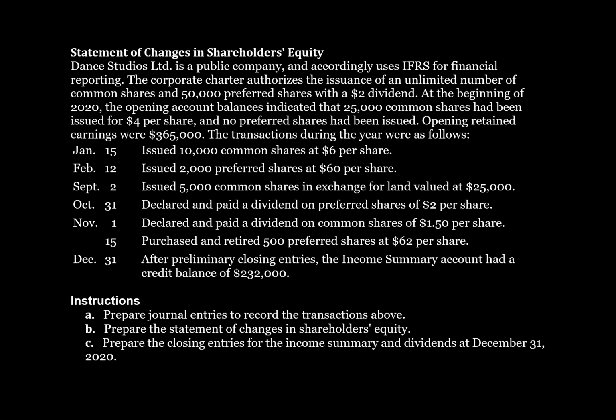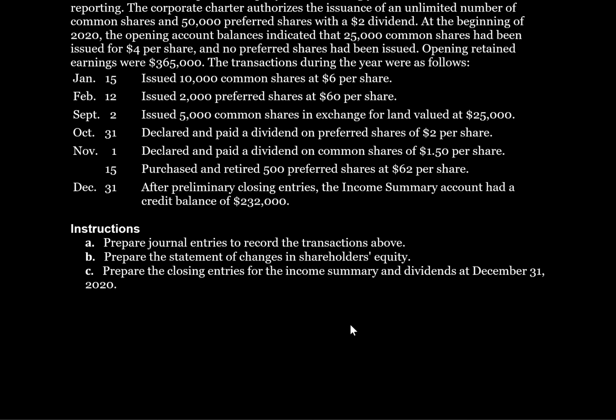Opening retained earnings were $365,000. The transactions during the year were as follows. You can see we issued common shares, preferred shares, and we issued shares in exchange for land. We declared and paid a dividend on preferred shares. We declared and paid a dividend on common shares. We purchased and retired 500 preferred shares. And then we're told that after preliminary closing entries, the income statement account had a credit balance of $232,000. The first thing we're asked to do is prepare the journal entries to record the transactions above. All right, well, let's get started.